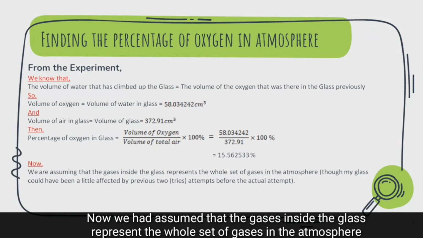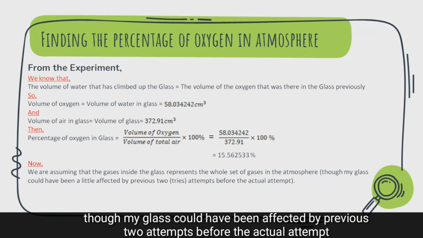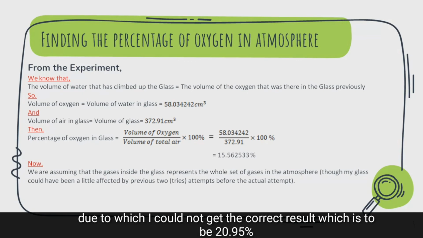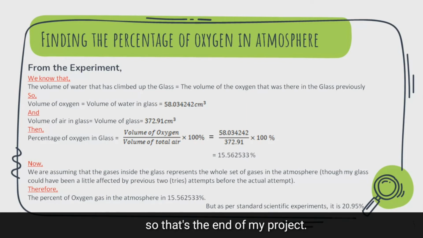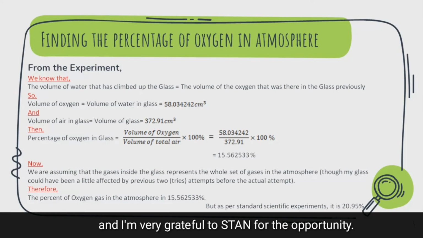Now we had assumed that the gases inside the glass represent the whole set of gases in the atmosphere, though my glass could have been affected by the previous two attempts before the actual attempt, so I could not get the correct answer, which is 20.95%. So according to my project, the percent of oxygen gas in the atmosphere is 15.562533%. So that's the end of my project, and I'm very grateful to Chan for the opportunity.